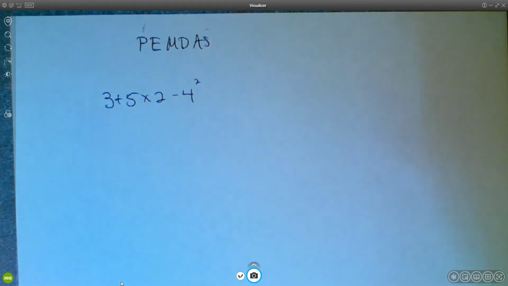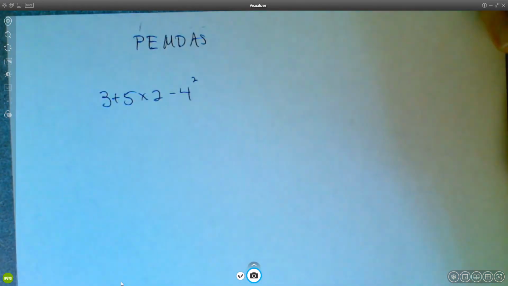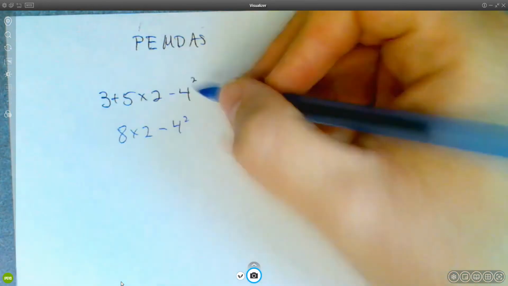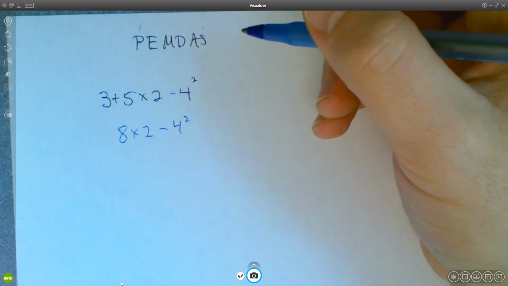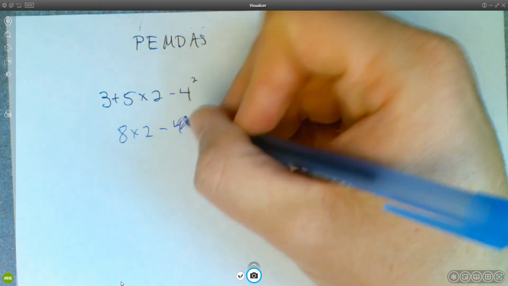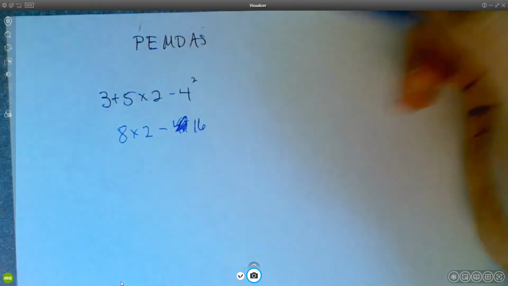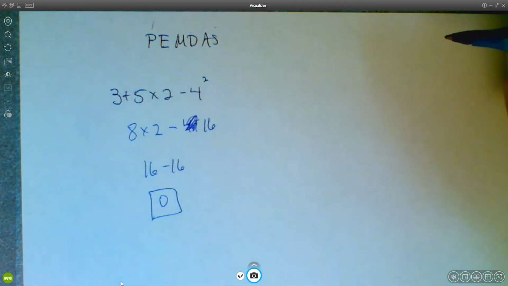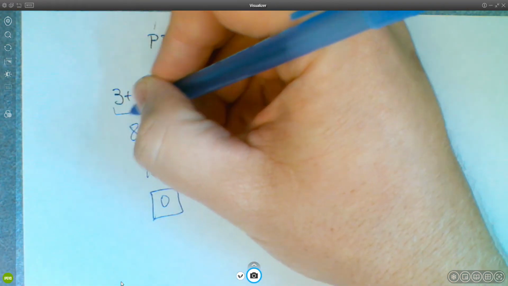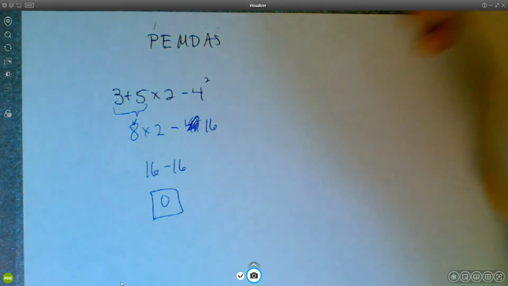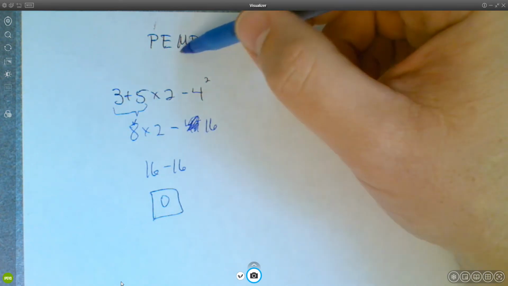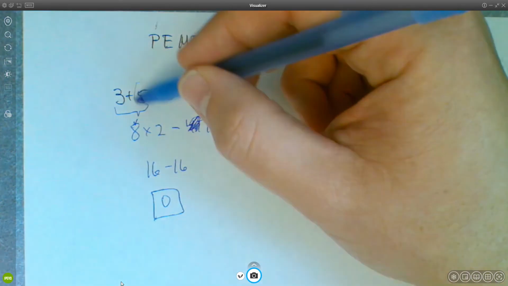Okay, here's my solution. First, let me show you a mistake that students often make. They'll say, oh, so this is 8 times 2 minus 4 squared. Or maybe they'll realize they have to do the exponent first and call it 16, so it's 8 times 2 minus 16, which is 16 minus 16, so it's just 0. The issue is that you did the addition first, and you shouldn't have, because in order of operations, addition comes after multiplication. You've got to do the multiplication first.